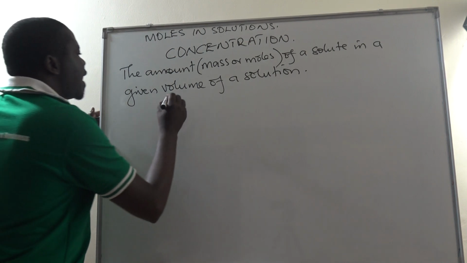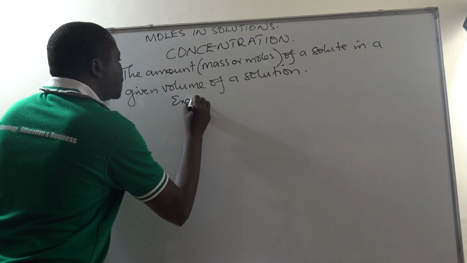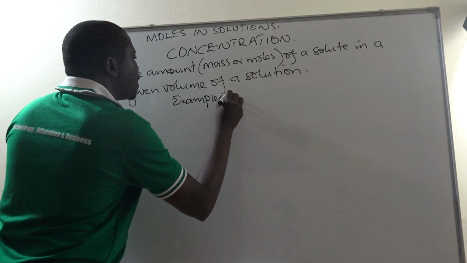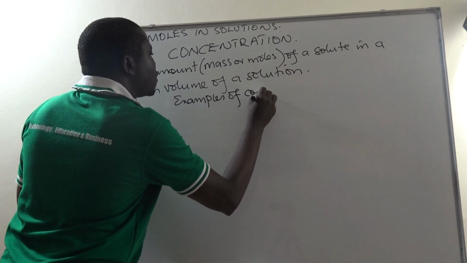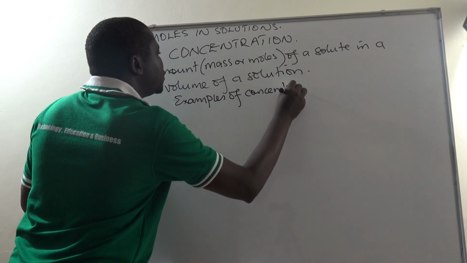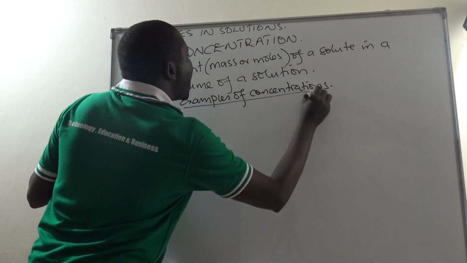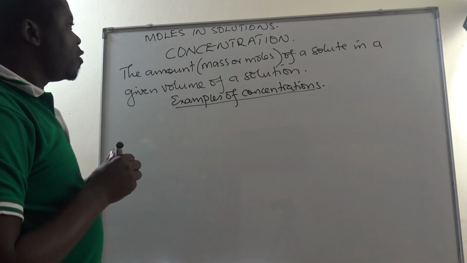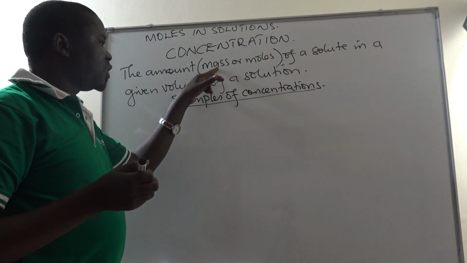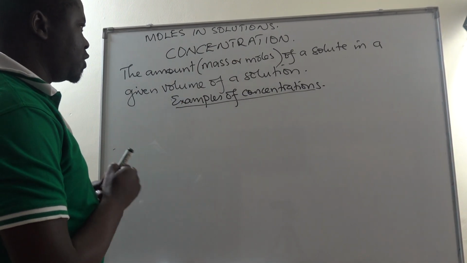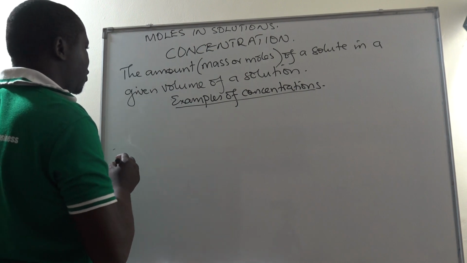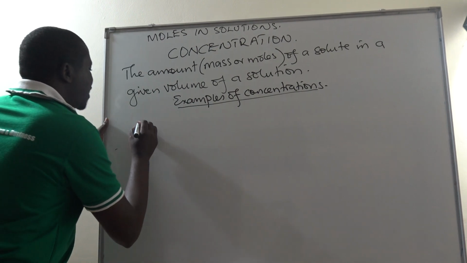Can we see examples of concentration? I said that the amount of the solute we are talking about can be the mass of a solute or the number of moles of a solute in a given volume of a solution. Can we try to see this?